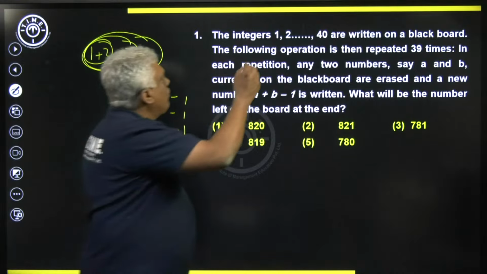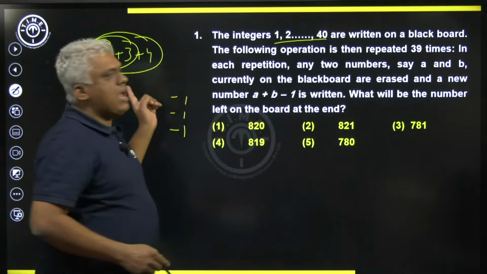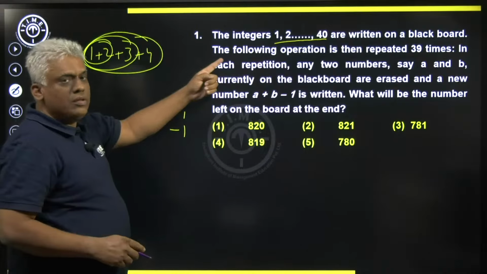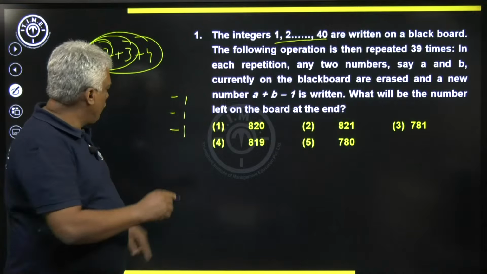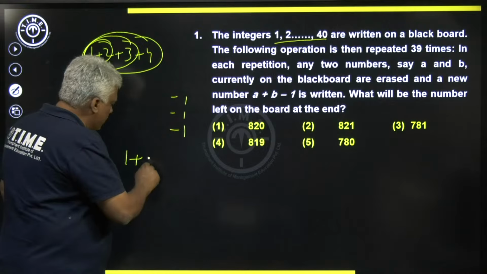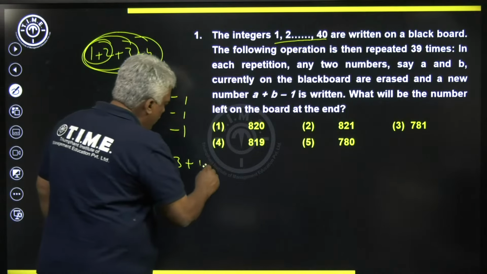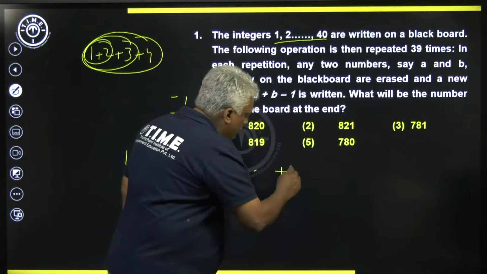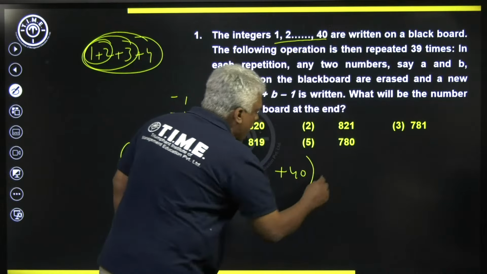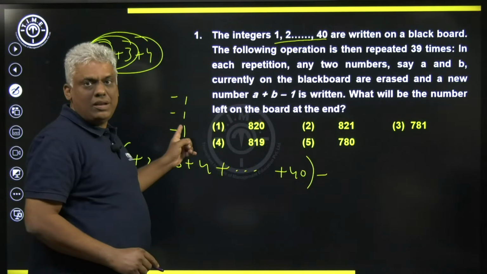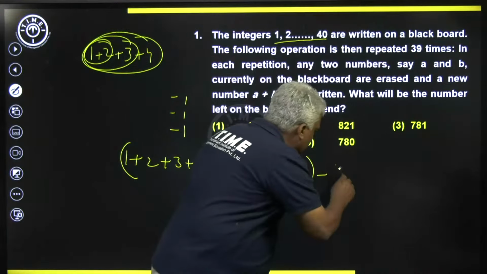See here there are 40 numbers, so the same thing happens. This minus 1 will occur 39 times, since there are 39 operations. So the answer will be 1 plus 2 plus 3 plus 4 till 40, and minus 1, 39 times, so minus 39.